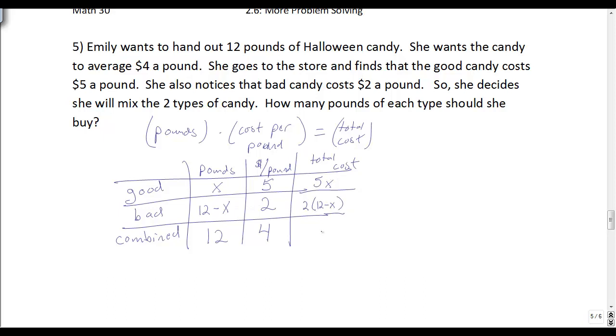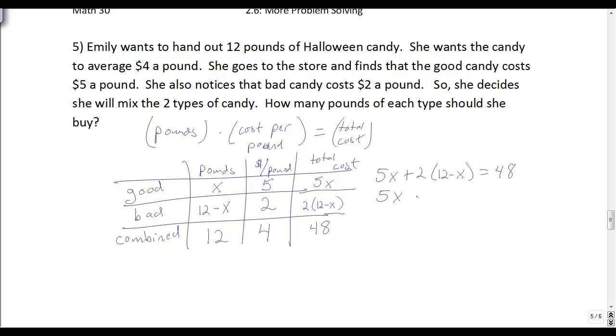Now, I want to add up this column like I've done before, but I don't have a number here. Fortunately, we can actually figure this out. 12 pounds times $4 per pound, that gives me 12 times 4, that's 48. So you have to do a little bit of work there. There's a new thing that the other questions didn't have to do. So now our equation is 5X plus 2 times 12 minus X equals 48. Then we solve this for X.